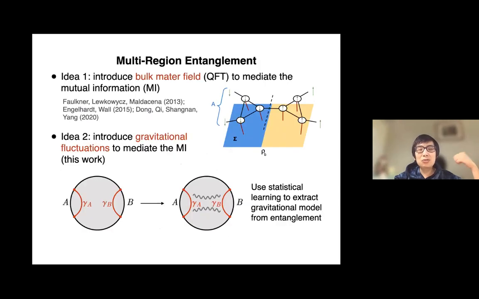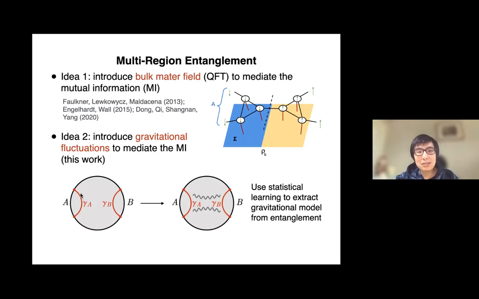So there have been two ideas. One idea is to introduce some bulk quantum field theory to mediate the mutual information through the bulk. This idea has been explored by many different groups. And there's another idea, which is not using a matter field to mediate the mutual information, but using the gravitational fluctuation, gravitons, to mediate the mutual information, which is what we want to explore more in this work.